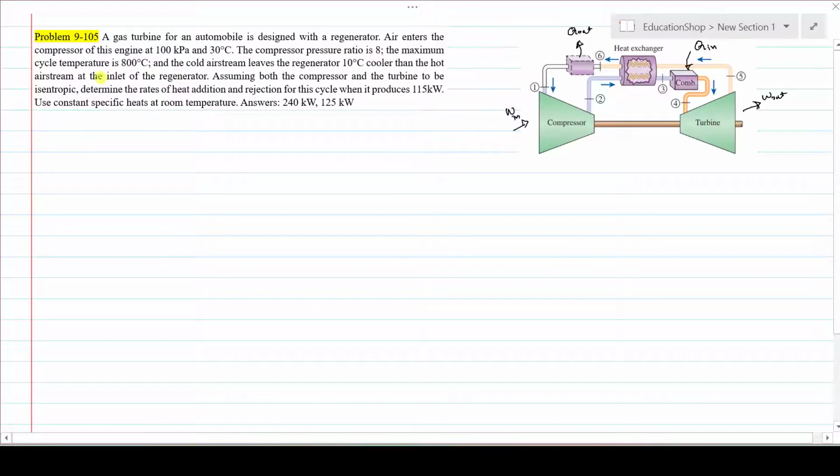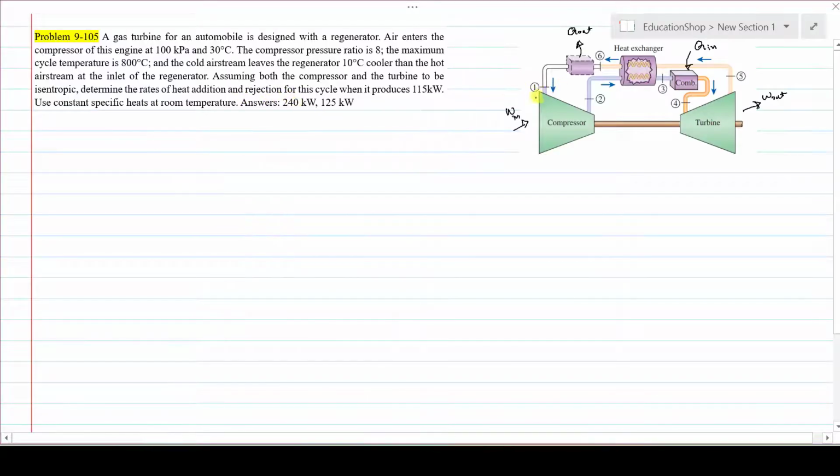The maximum cycle temperature is 800 centigrade, and the cool airstream leaves the regenerator 10 centigrade cooler than the hot airstream at the inlet of the regenerator. Assume both the compressor and the turbine to be isentropic. Determine the rates of heat addition and rejection for this cycle when it produces 115 kilowatts. Use constant specific heats at room temperature. These are the answers asked for in the statement.